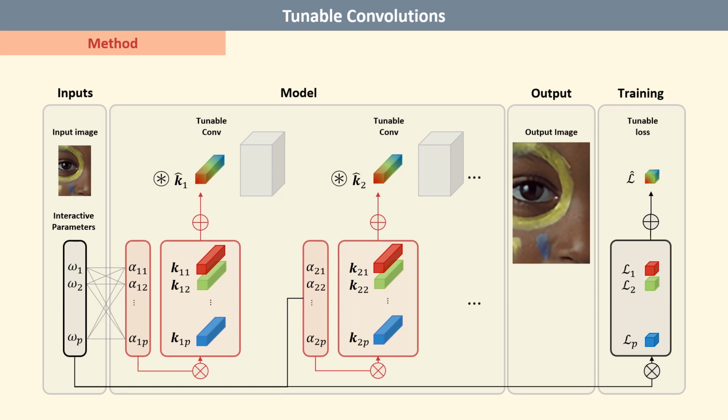For increased expressiveness, we use an MLP layer inside each tunable convolution to map the input omega to layer-wise kernel interpolation weights alpha. During training, the parameters omega are sampled at random to explicitly optimize all possible combinations of tuned kernels k hat and tuned losses L hat. This results in an ability to disentangle the effect of each objective into a corresponding kernel. During inference, the parameters omega then become interactive model inputs, enabling users to reliably and consistently control model behavior.